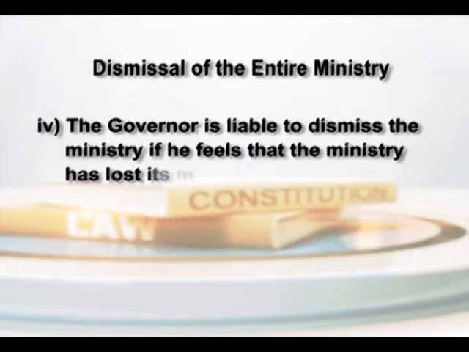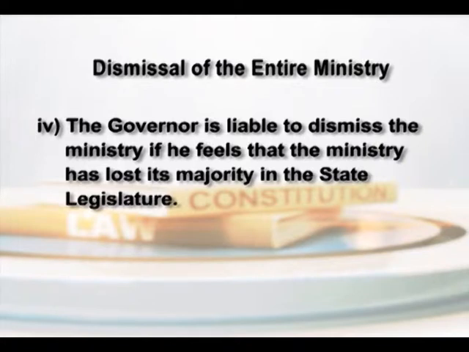Finally, the governor is liable to dismiss the ministry if he feels that the ministry has lost its majority in the state legislature. How do we know whether the ministry has at all lost its majority in the state legislature? Some cases have been cited where we find that if important government bills, or particularly the budget of the state, is rejected by the House, then it will indicate that the ministry has lost its majority in the state legislature and the House can demand its resignation.